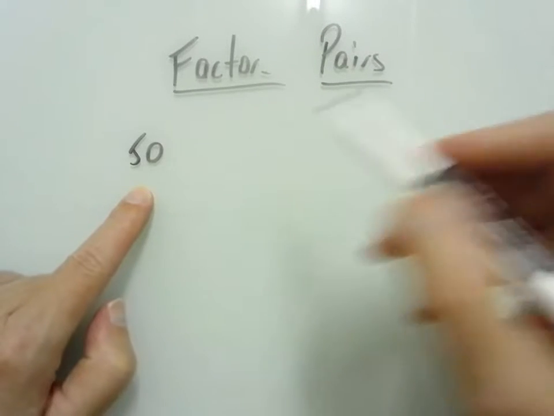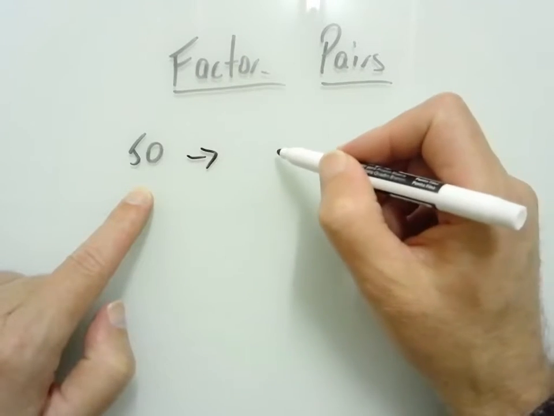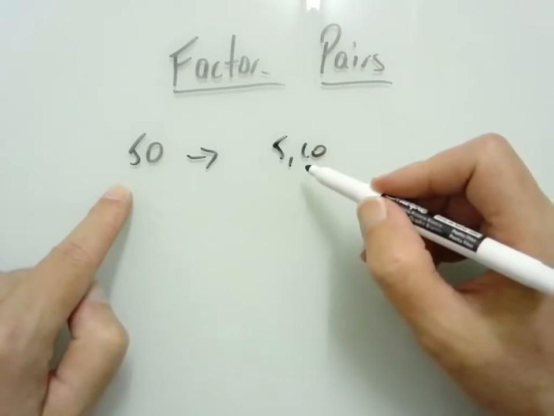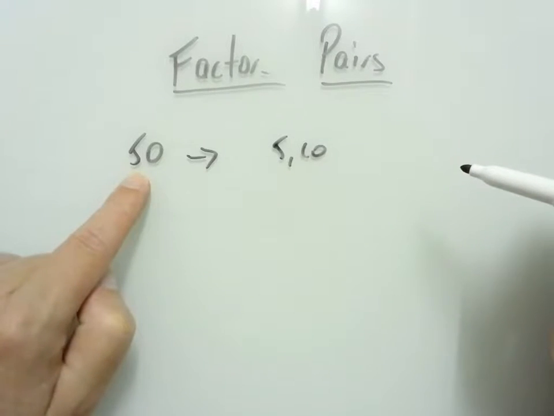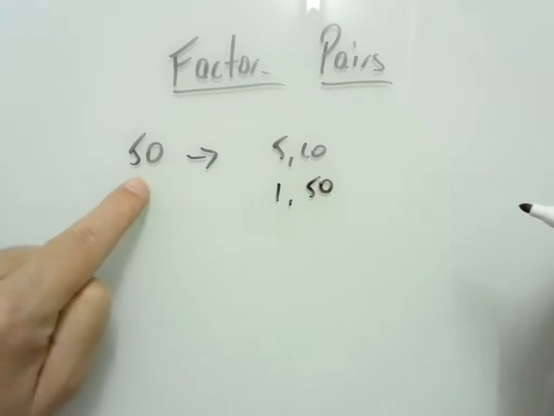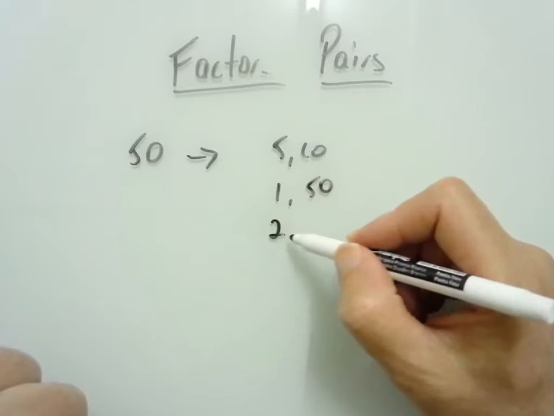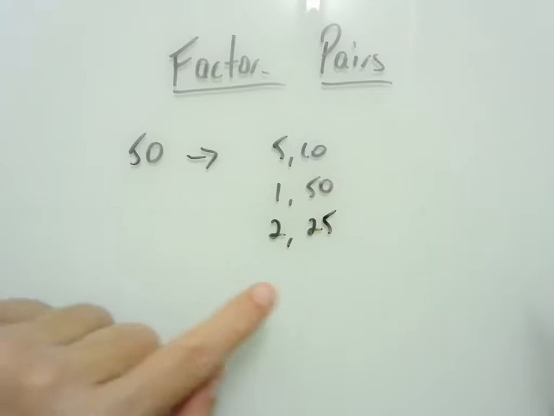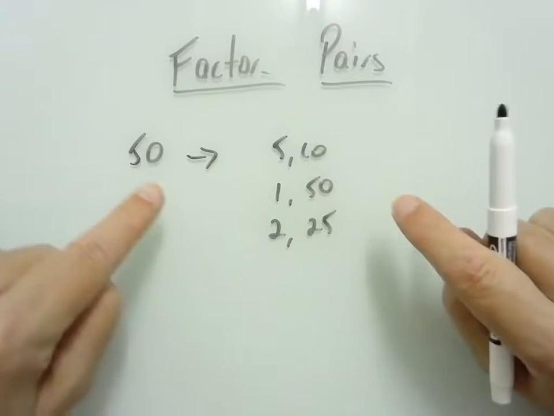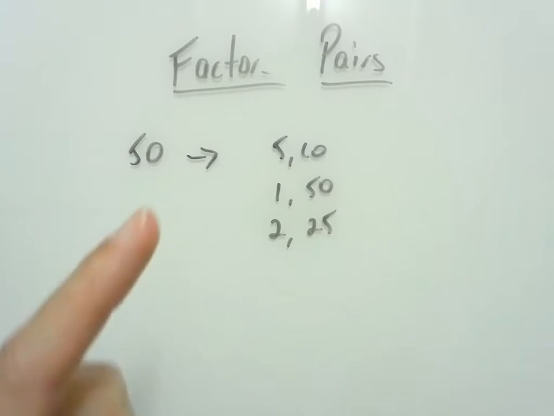So we can think 5 and 10 multiply together. So 5 and 10 is a factor pair of 50. We could also go 1 and 50 because 1 times 50 is 50. We could also go 2 times 25 is 50. So factor pairs, two numbers that multiply together to get the given number.